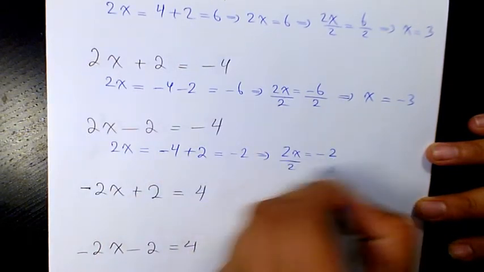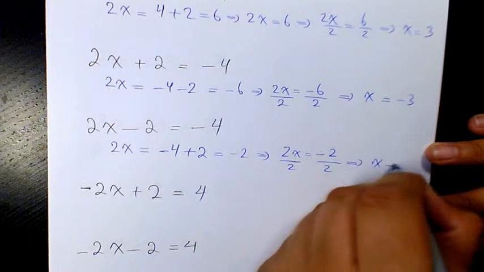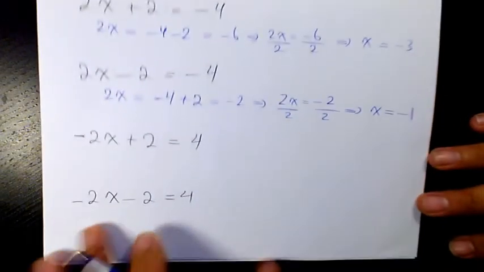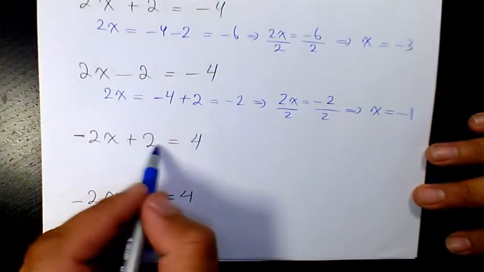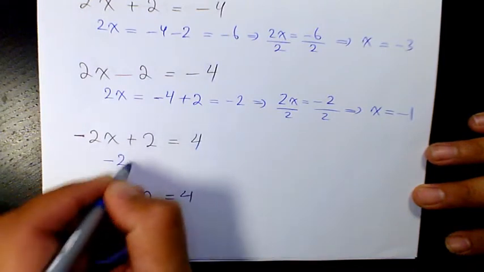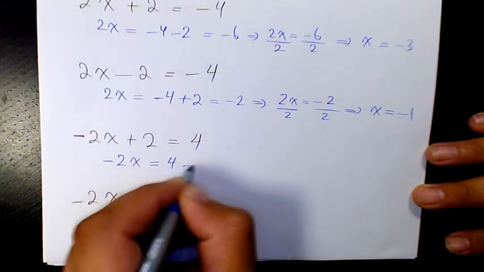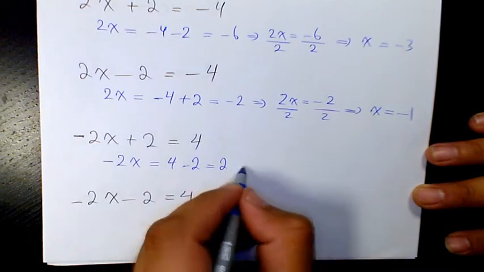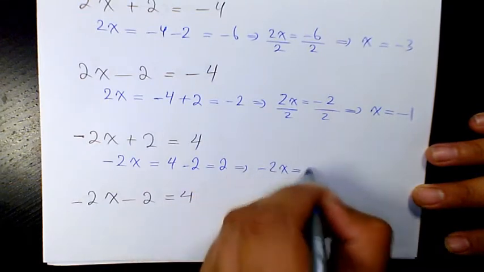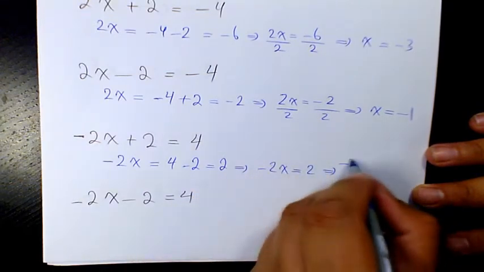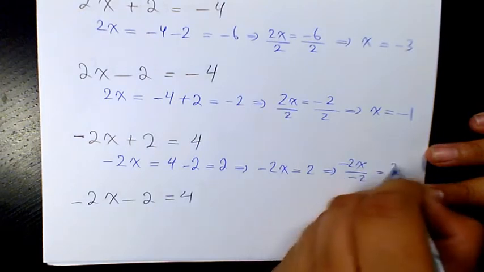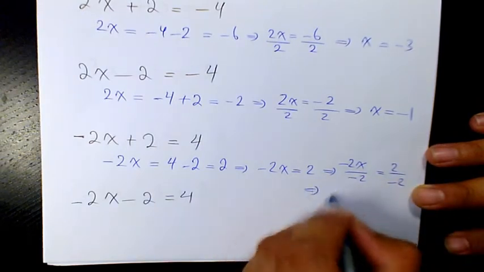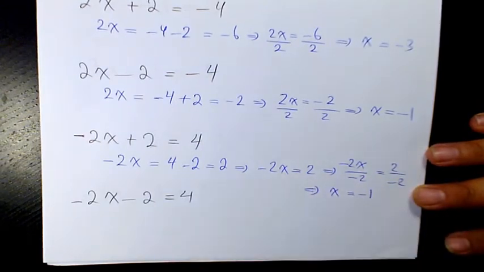So I need to divide both sides by 2. So x will be equal to negative 1. Next one, negative 2x plus 2 equals 4. So we have negative 2x equals 4 minus 2, which is going to be 2. Then you have negative 2x equals 2. When you divide both sides by negative 2, you have x equals negative 1.